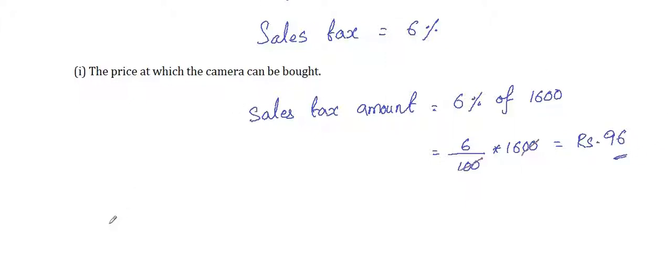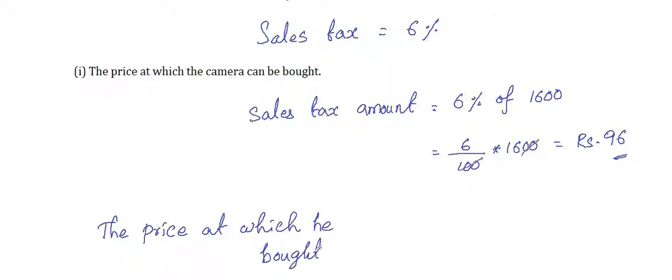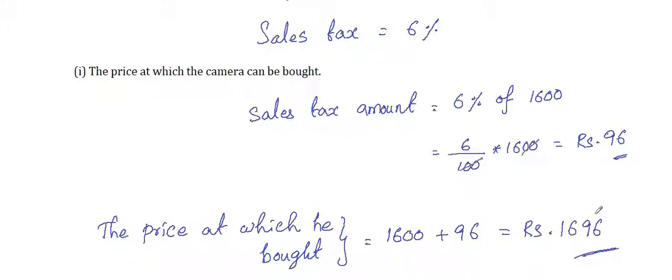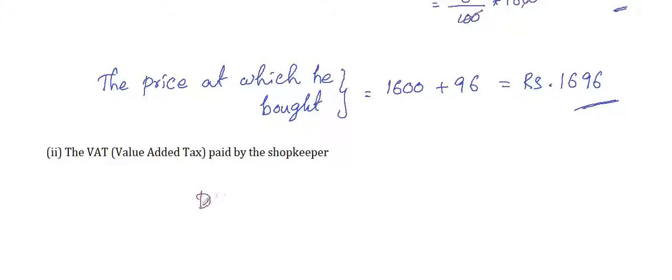Now we need to find the price at which he bought the camera. Which means the printed price of that camera plus the sales tax, which is 1600 plus 96. So he bought that camera at the price of 1696.